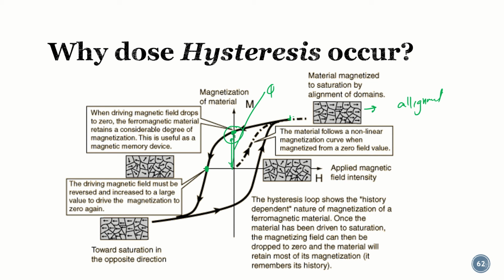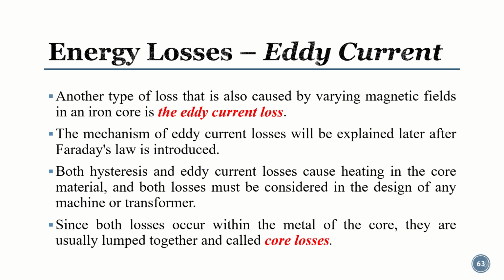That could be the loss which the core material could face because of the hysteresis, because of the alignment and disalignment of the domains due to the changing flux. The other one is the eddy current loss. I will explain the eddy current after a couple of slides.